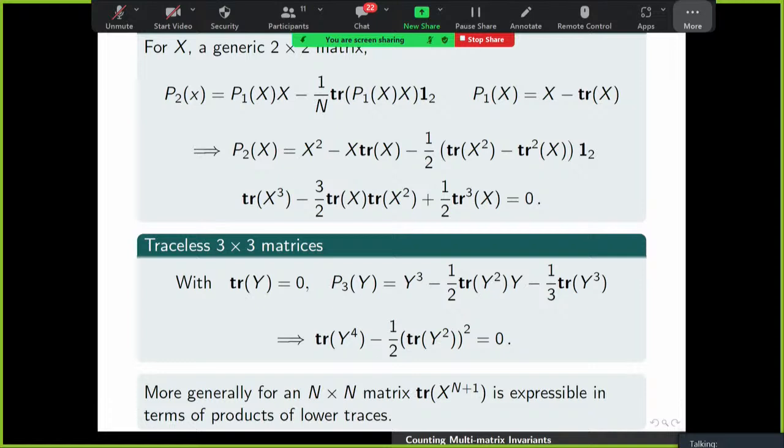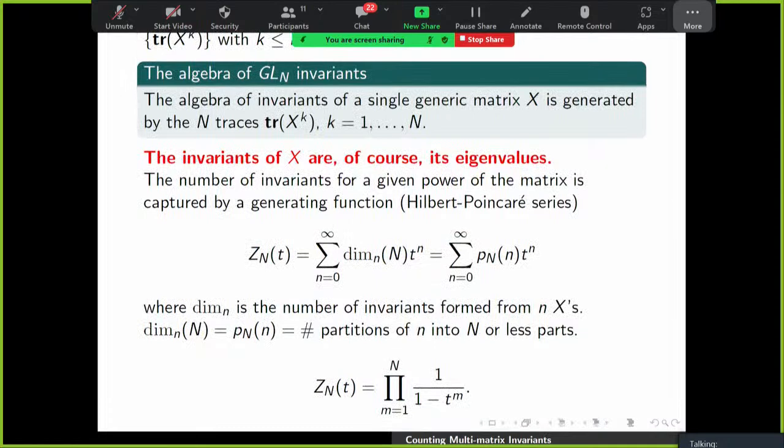More generally, for an n by n matrix, as I said, the trace of x to the n plus 1 is expressible in terms of the traces of lower powers. And the set of n invariants are the traces of x to the power k, from k being 1 up to n. And these are, of course, completely equivalent to the eigenvalues of the system.